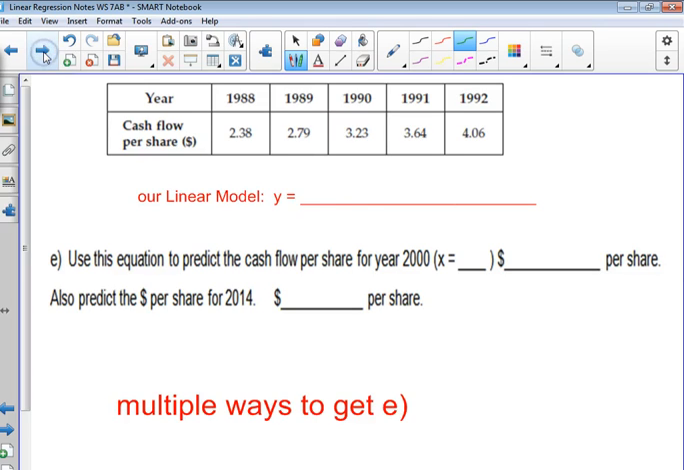All right. Now, someone read me that line again. What was it? 0.6 point something? Yep, totally. Okay. Now it says use this equation to predict the cash flow in the year 2000 and predict for 2014. There are multiple ways to get this answer. The easiest way is to go back to your home screen and type it in, replacing X with the number of years since 1988. But there are ways to cheat and do it faster. Okay? 2000 to 1988 would be what?